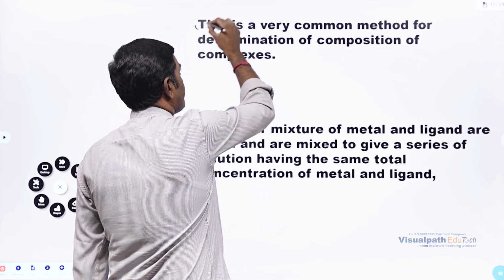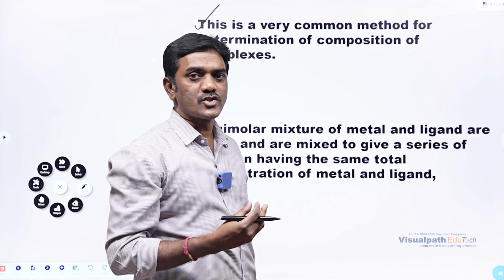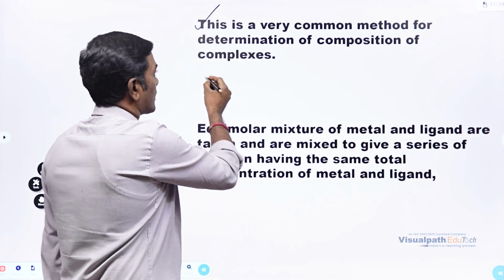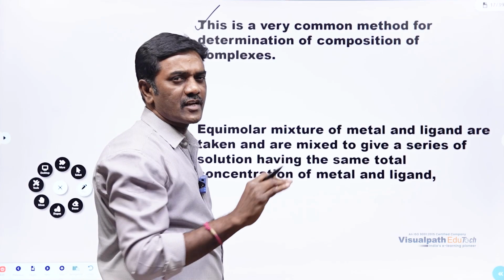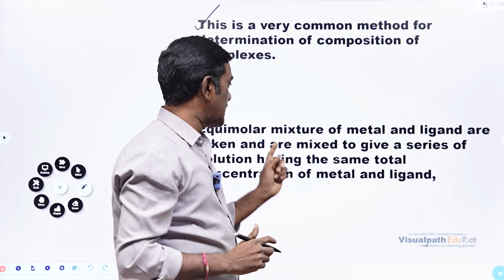So this is a very common method for the determination of the composition of a complex. Job's method is very common and very easy to identify. Even practically, we can do it very easily.